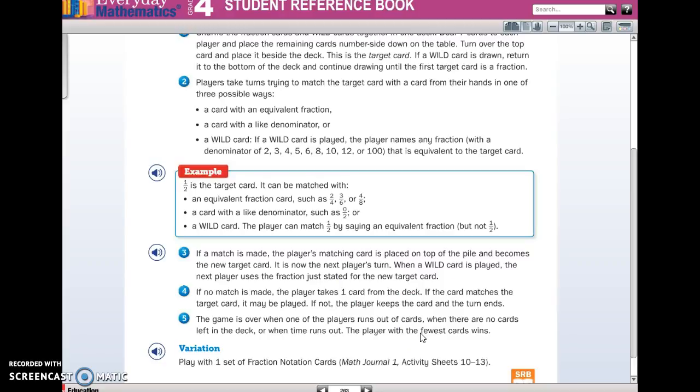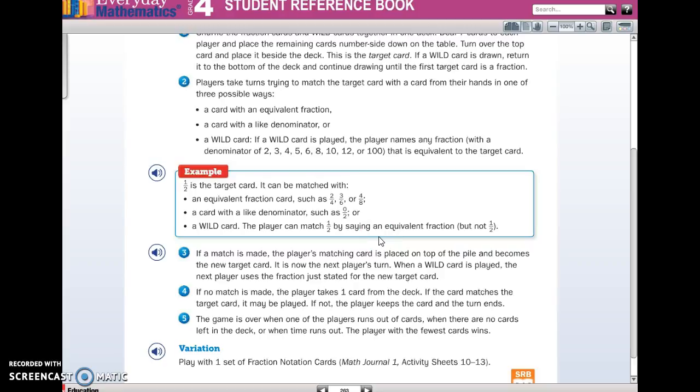The goal is to get rid of all your cards before your teammates or the people you're playing with do. So if time runs out, the person with the fewest cards is the winner. Boys and girls, I hope you enjoy this. A lot like Uno, where you're pairing those cards up, the cards in your hand, to the one that's been flipped over, that target card.